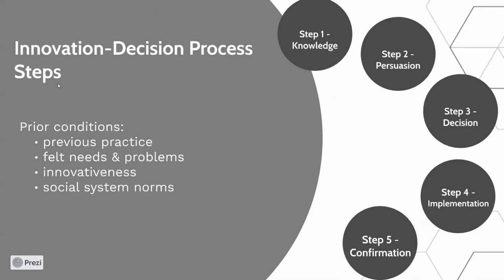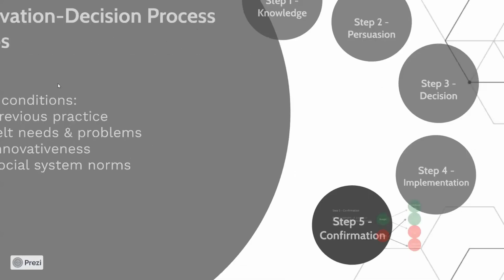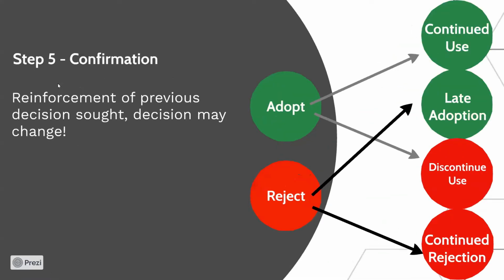Finally, we need some closure to this model, and we end with step 5, confirmation. And this is where it gets a little bit more complex. In step 5, confirmation, an individual or organization seeks reinforcement for the decision that they previously made in step 3. Recall that was our action step in which we chose to either adopt or reject the innovation. From that action step, we have a couple of different options.